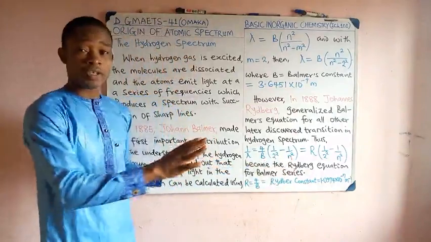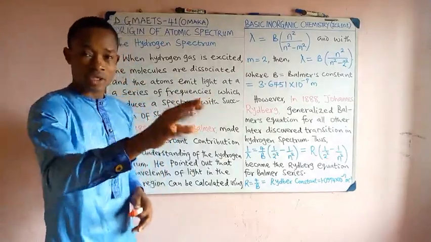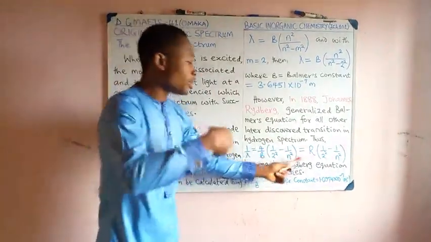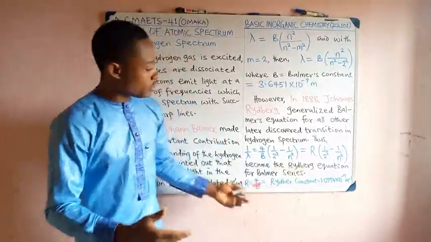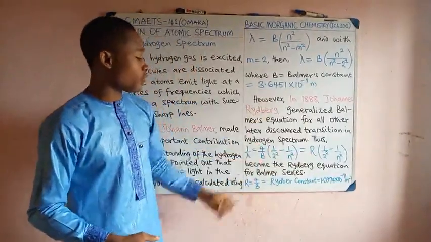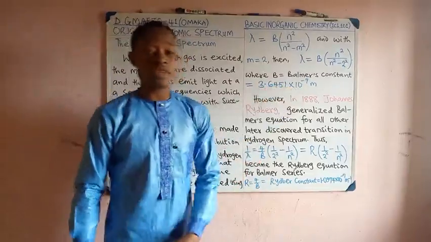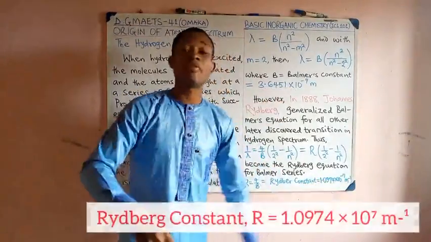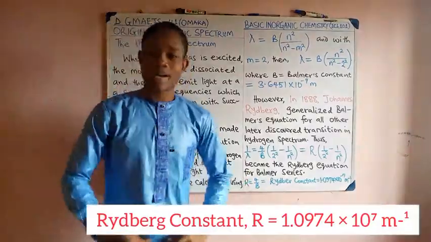We're going to discuss all of this in the next video, where we'll focus on the whole series as discovered in the hydrogen spectrum. Now, this 4 divided by B, he called it the Rydberg constant, R. And all you need to do to get this Rydberg constant is to divide 4 by the Balmer's constant. So if you divide 4 by 3.6451 times 10 raised to the power minus 7, you're going to arrive at 1.0974 times 10 raised to the power 7 per meter, which happens to be the Rydberg constant.